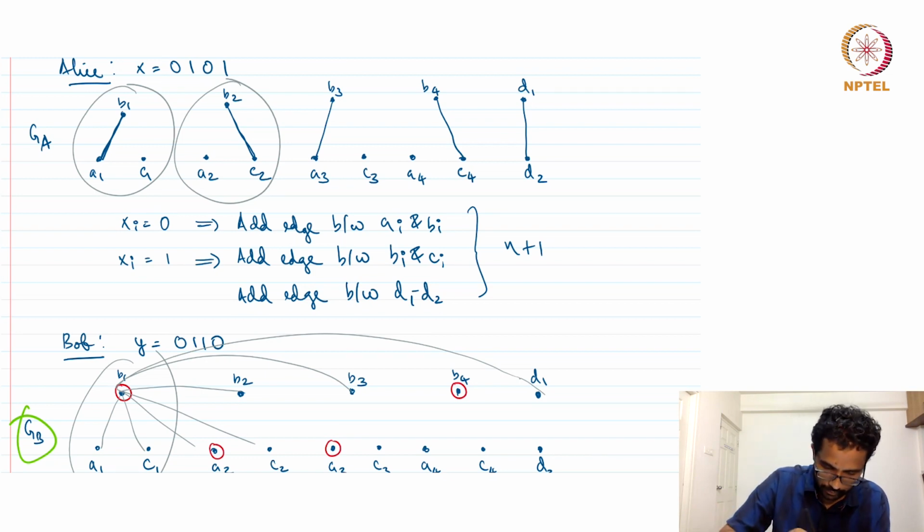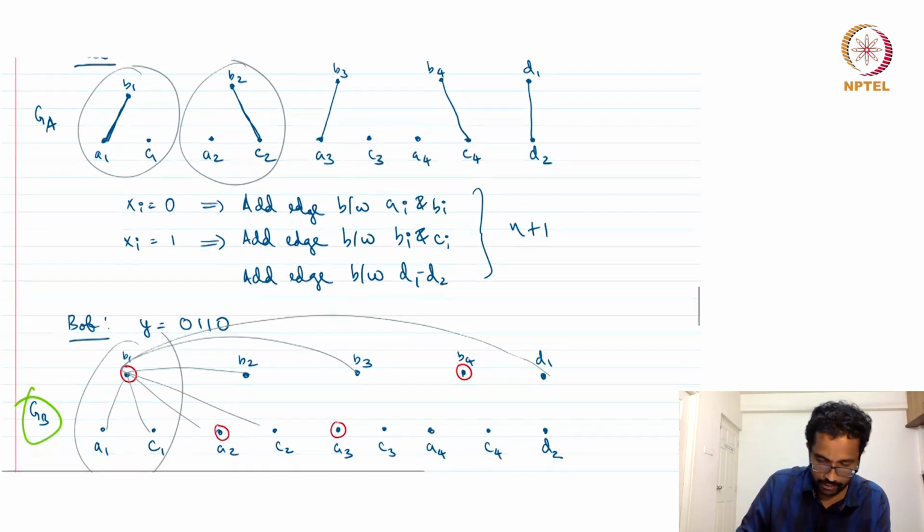So in fact, in this figure, all possibilities are covered. For the first group, x1 equal to 0 and y1 equal to 0. So the universal vertex is B1, and that is an endpoint of Alice's edge A1, B1. For the second bit, x2 equal to 1 and y2 equal to 1, so it is not disjoint. But let's see what happens.